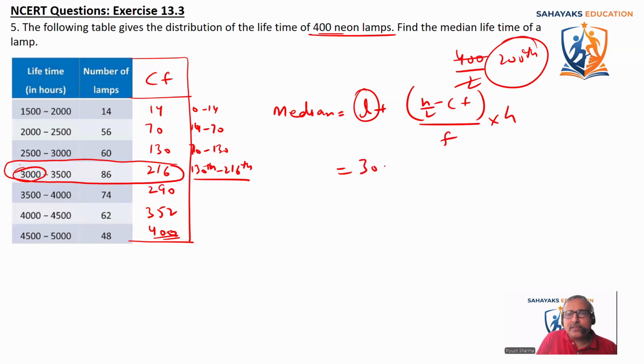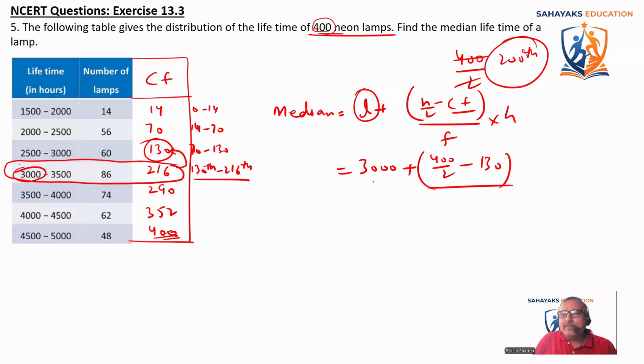So let's write 3000 plus n by 2. The total number of lamps is 400, so it is 400 divided by 2, minus the cumulative frequency of the previous class. What is the cumulative frequency of the previous class? This is 130. Divided by the frequency of the median class, which is 86.